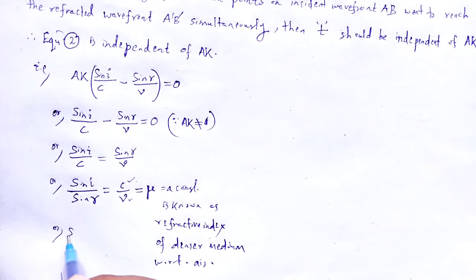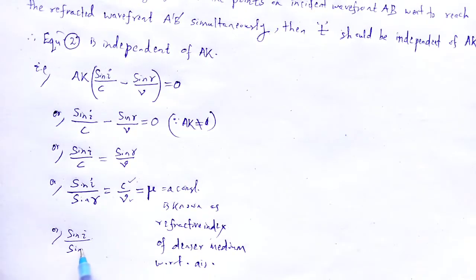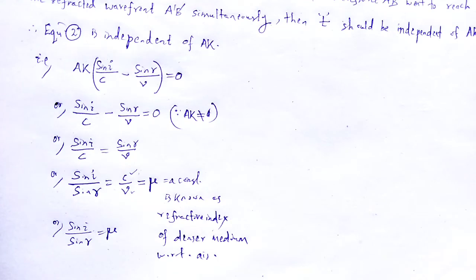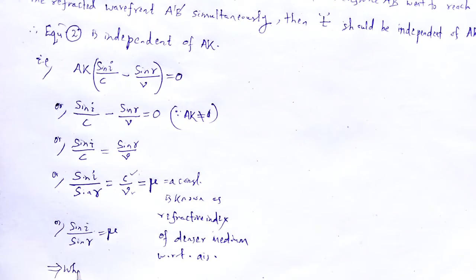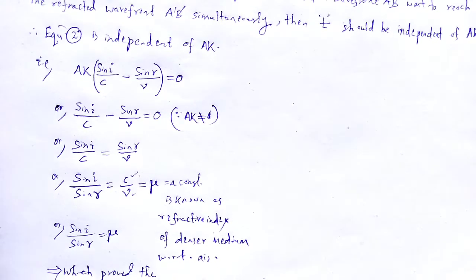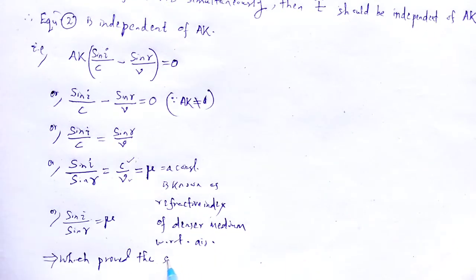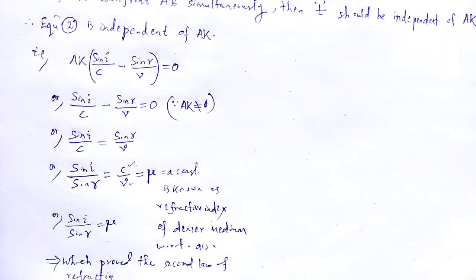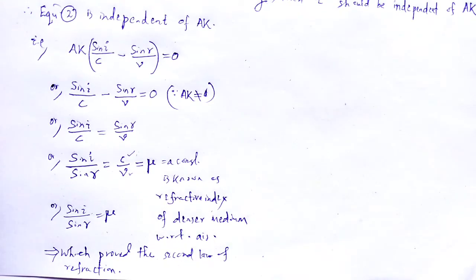We have sin i by sin r is equal to mu, which proves the second law of refraction, also known as Snell's law. The ratio of the sine of the angle of incidence to the sine of the angle of refraction is a constant. In this way, we prove the second law of refraction by using Huygens theory.